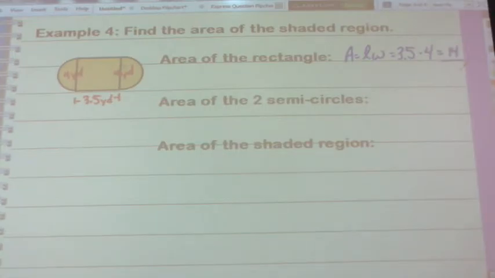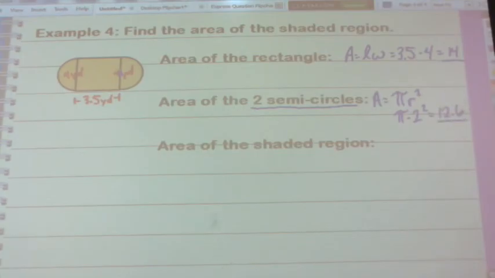Then we look and see that we have two semicircles, one here and one here. If I put these two semicircles together, that's going to make one entire circle. So the area of a circle, or the area of two semicircles, is pi r squared. When I look here, I know that from here to here is 4. That's called the diameter. I need just the radius. So the radius of these semicircles is 2. It's half of the diameter. So pi times 2 squared is 12.6, rounding to the nearest tenth.